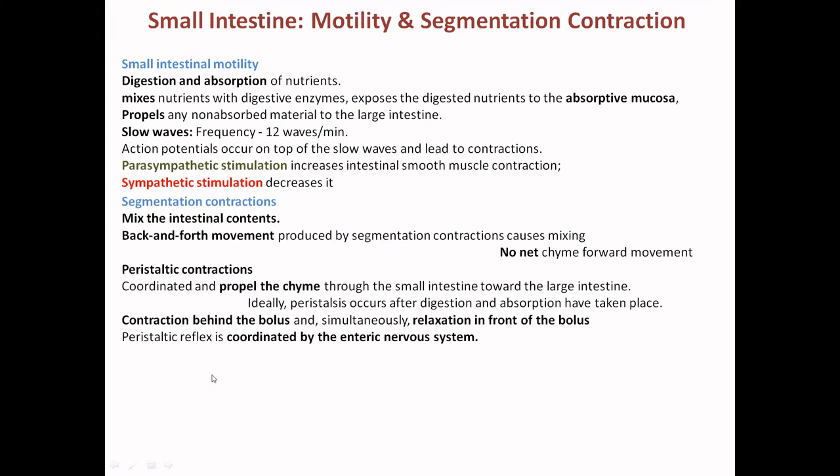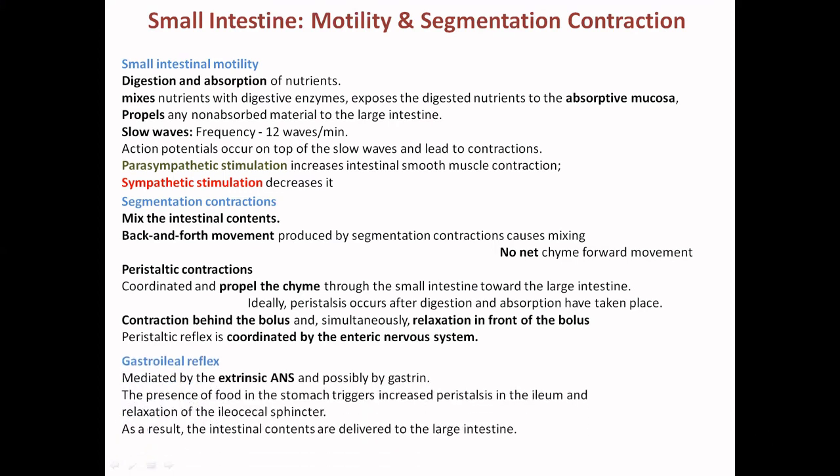So that we have discussed. The peristaltic reflex is coordinated by the enteric nervous system through the myenteric plexus and the submucosal plexus. The other names of these two plexuses are Auerbach's plexus and Meissner's plexus. That is the enteric nervous system that we discussed in the first lecture of this series.